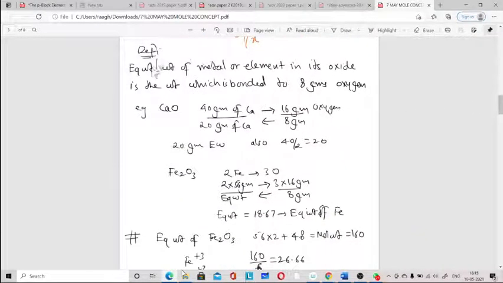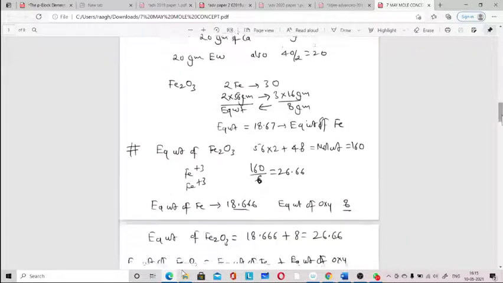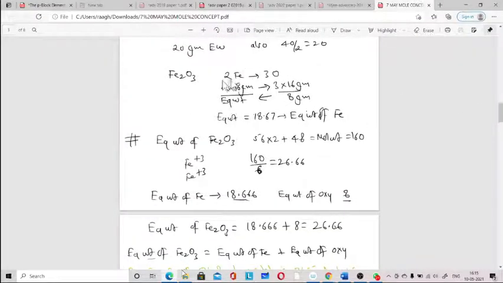From this definition, the equivalent weight of a metal or element in its oxide is the weight which is bonded to 8 gram of oxygen. So for calcium oxide, 40 gram of calcium is bonded to 16 gram oxygen, so 8 gram oxygen is bonded to 20 gram. So 20 gram is the equivalent weight of calcium. The same thing we did for iron: 2 into 56 is bonded to 3 into 16, so 8 gram is bonded to 18.67. So that is pretty clear here.